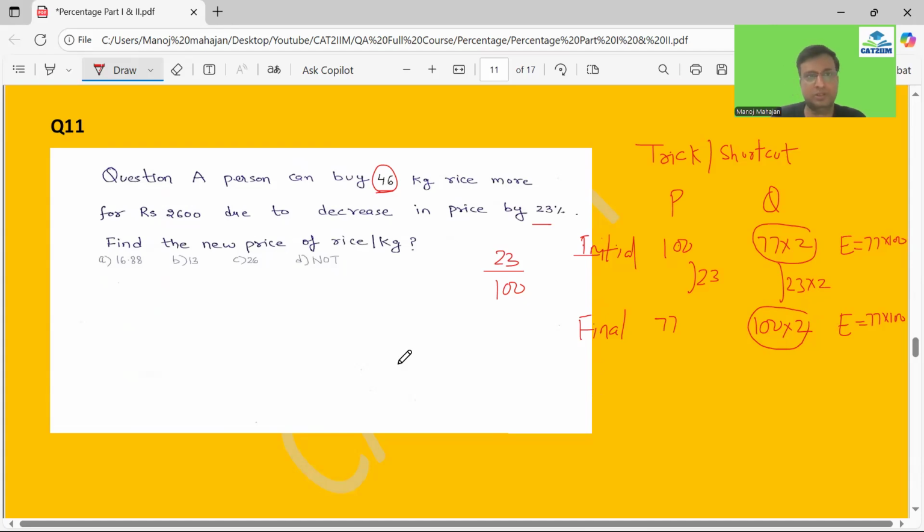Now the question is the new price. So the quantity is 200 and what was the expenditure actually? That was 2600. Per kg we have to figure out, so let me divide this by 200. Don't divide by 154, that would be a silly mistake if you do that. What is the number I'm going to get over here? That is 13. So that is option B. So we did it with a superb trick over here.